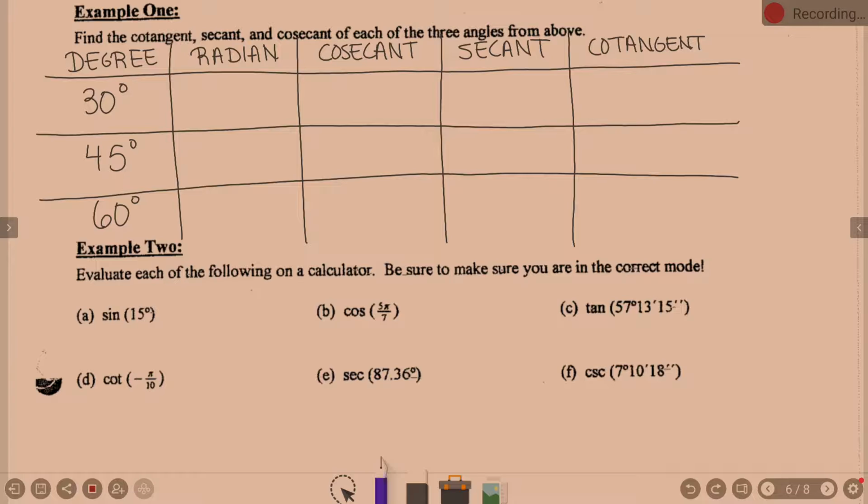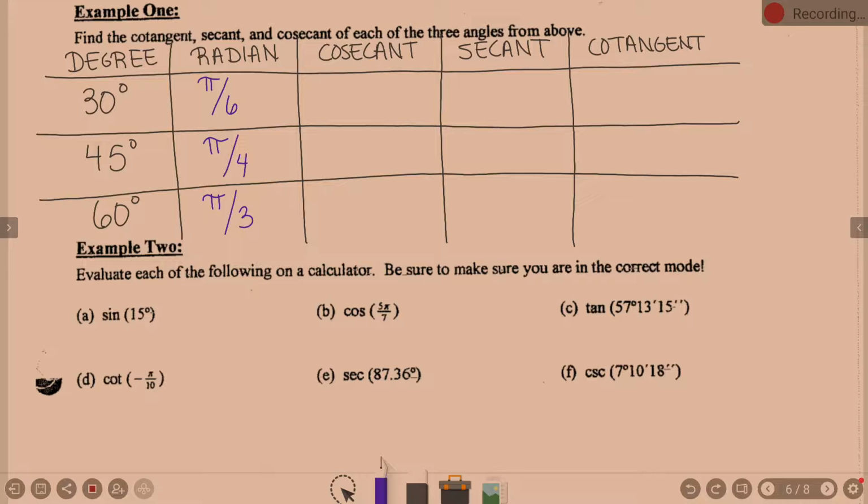What do you know about 30 degrees? What is 30 degrees in radians? Pi over 6. How do I know that without doing any work? It says it up above, right? 45 degrees is pi over 4, and 60 degrees is pi over 3. Okay.